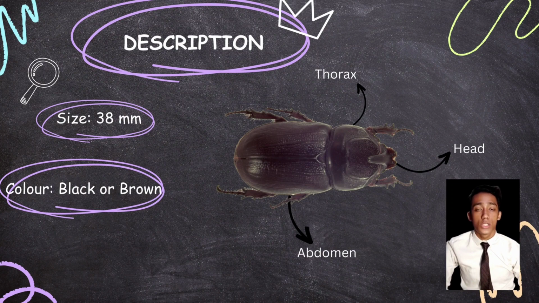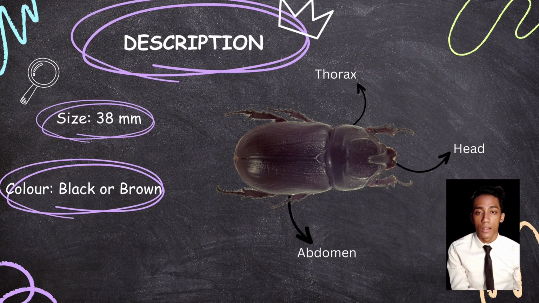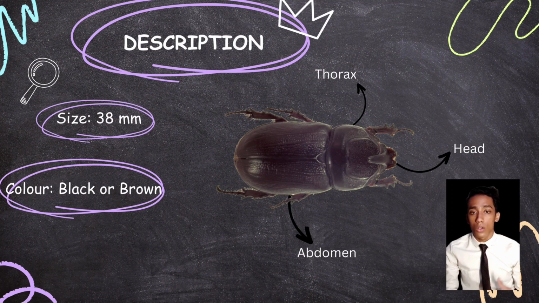Now let's move to the description of the rhinoceros beetle. The size of the rhinoceros beetle is 38 millimeters, and the color is usually black or brown. Overall, the smallest part of the body is the head, the medium-sized part is called the thorax, and the largest body part is called the abdomen.